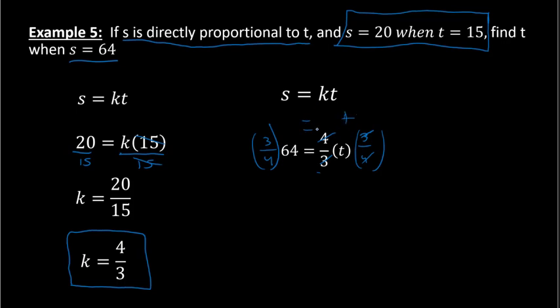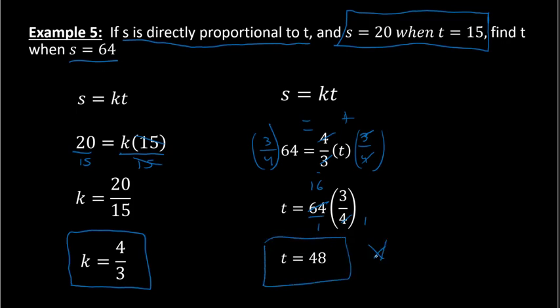So I have t equals 64 times 3/4. So I can multiply those together, and 64/1 is the same thing. The 64 divides with 4, and that's going to give me 16 and 1. So I have 16 times 3 on the top, and 1 times 1 on the bottom. So 16 times 3 would give me 48. So my solution, my final answer, is that t equals 48. And that's what I was trying to find. I was trying to find t.